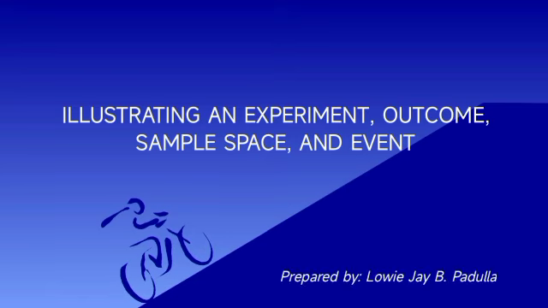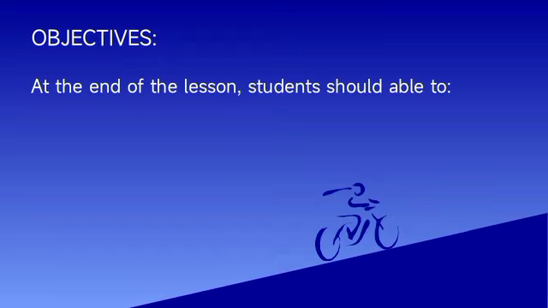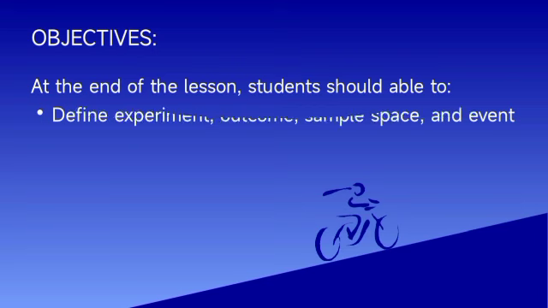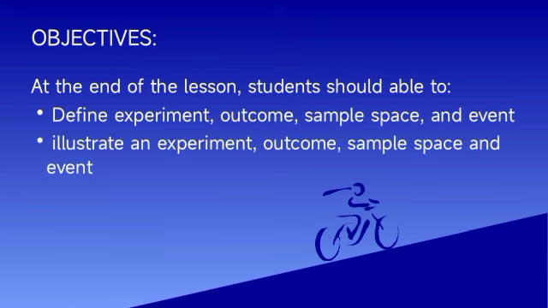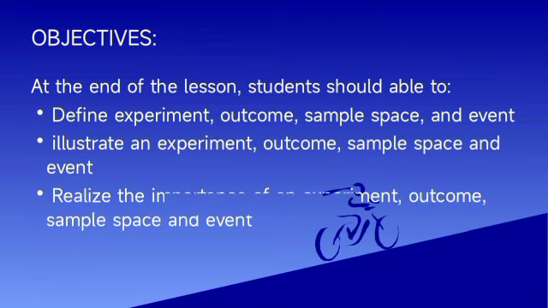Padilla, and for today's video, I'm going to discuss illustrating an experiment, outcome, sample space, and event. So here are the objectives of the lesson. At the end of the lesson, a student should be able to first, define experiment, outcome, sample space, and event. Second, illustrate an experiment, outcome, sample space, and event. And then realize the importance of an experiment, outcome, sample space, and event.